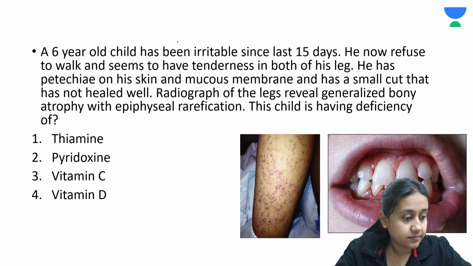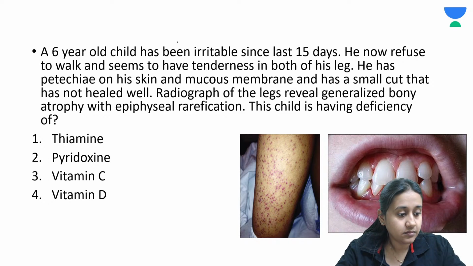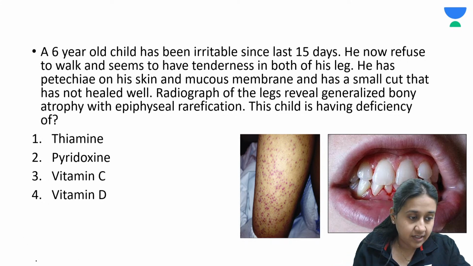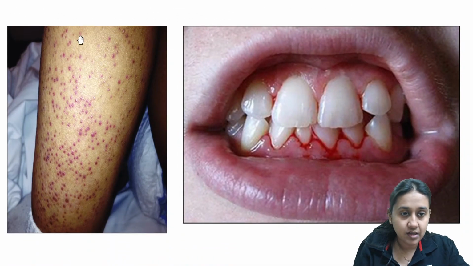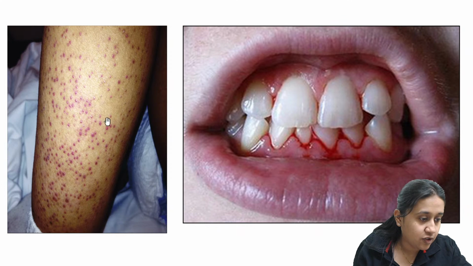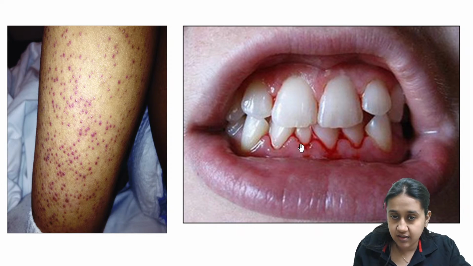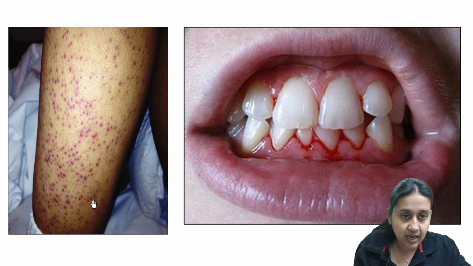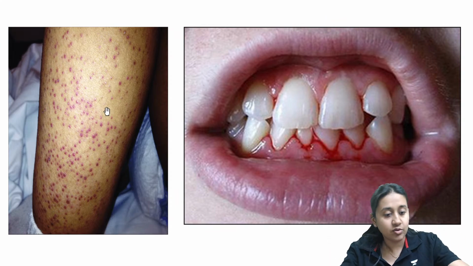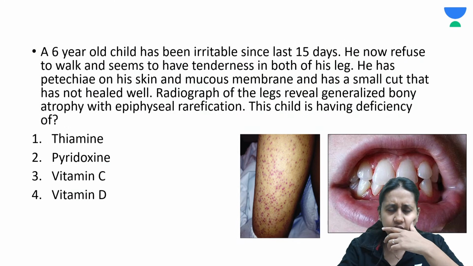Next question. Now first let me show you the image. I think a little bit is hidden behind me. Look at this. You can see that there is perifollicular hemorrhage and there is bleeding from the teeth. Gum bleeding and perifollicular hemorrhage, these are the two features given. Now think of the answer.